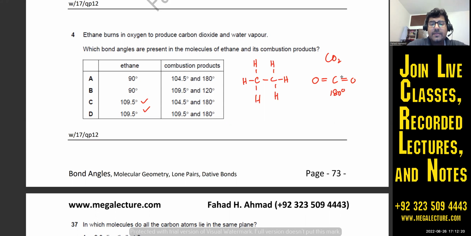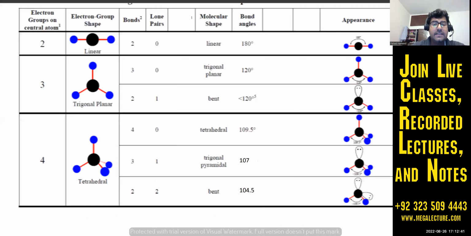Up here, water vapors. That's the other product. So water vapor is H2O. So O के lone pairs कितने हैं? Oxygen is in group 6. It's got 6 valence electrons. 2 of them are bonding, so that means 4 electrons are left. तो इसका मतलब it's got 2 lone pairs and 2 bonds. So इसकी जो shape होगी, that's going to look like this one. 2 lone pairs and 2 bonds, and so it's going to be bent. It's going to be 104.5.